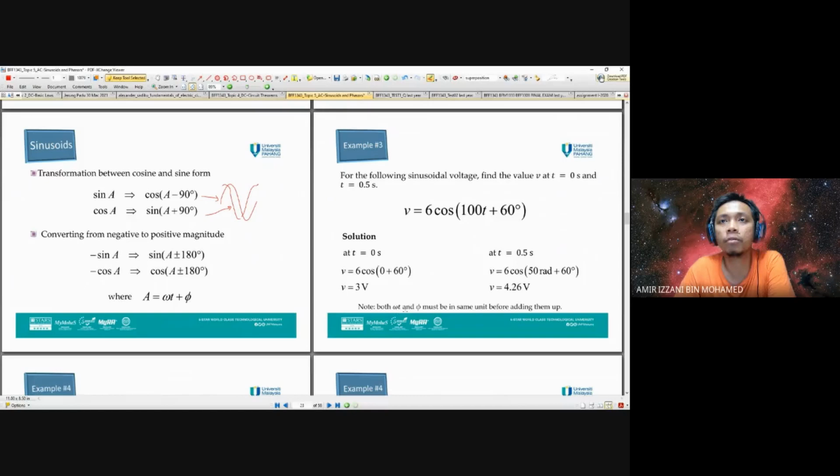Note that both omega t and phi must be in the same unit. If one is radian and the other one is in degree, we cannot add them up. So we need to change them first into the same unit. Radian plus radian, degree plus degree. Radian plus degree, no.